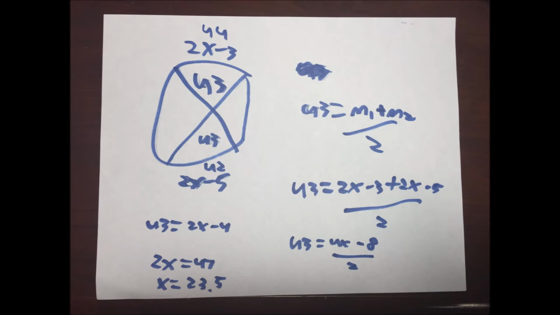So let's try this one together. We will use the equation inner angle equals measure 1 plus measure 2 divided by 2. So in this case it will be 43 as our inner angle equals 2x minus 3 plus 2x minus 5, divided by 2, which will be our equation. So after that we get 43 equals 4x minus 8 divided by 2. From then on we simplify. We get down to the point where x equals 23.5. After that point we need to insert x within each equation so we can get an answer.